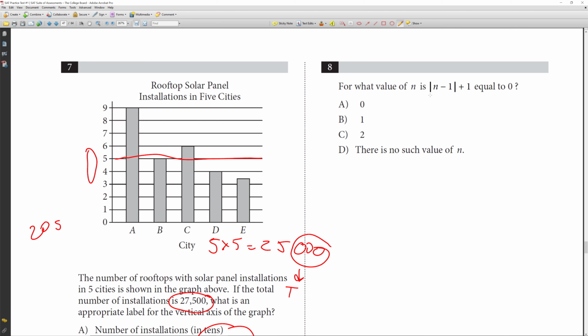This seems to be an absolute value here, equal to 0. This is actually a 10-second question, so it's fairly easy. So what value n makes the absolute value of n minus 1, plus 1, equal to 0? Since the absolute value can never be negative, this thing is always greater than or equal to 1 because we're always adding 1. So the least this number could ever be is 1, never 0. So there is no answer. Like a boss. Question 9.